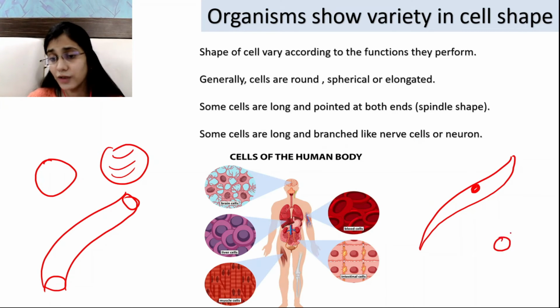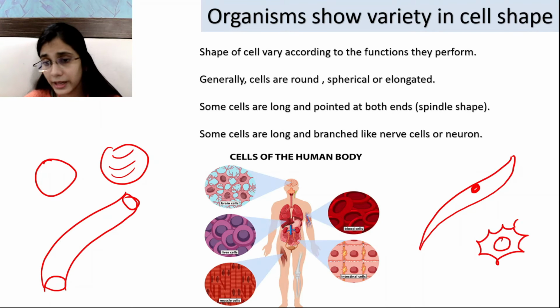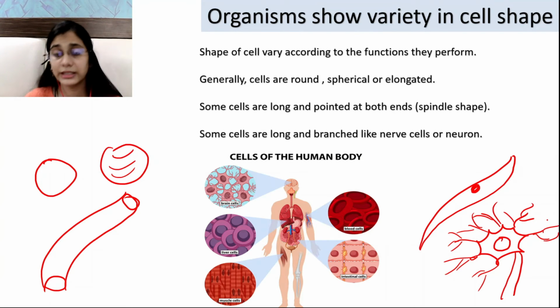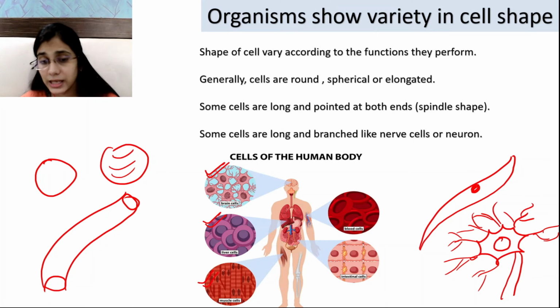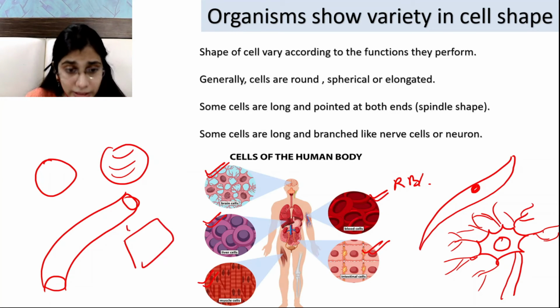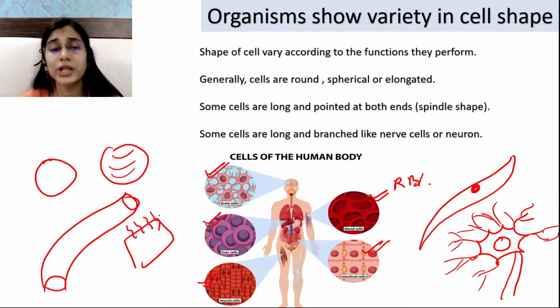So let me draw the diagram of a nerve cell. It has its dendrites. These are the branches of this cell. This is the axon part, and these are the dendrites, the branches of the cell. So in this body, there are neurons, the brain cells, liver cells, muscle cells, RBCs, red blood cells, and intestinal cells. Some cells also have special cilia where motion is required, where the cells are responsible for motion.